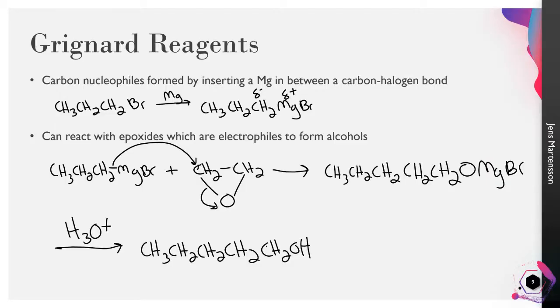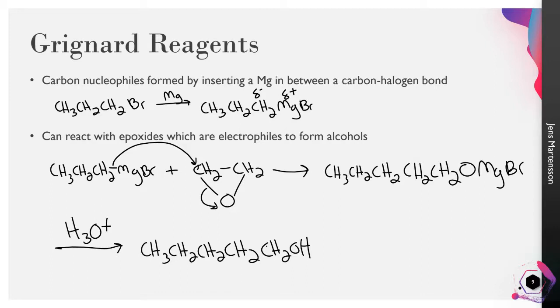Okay, so we also learned about Grignard reagents. Grignard reagents are very important. This will definitely be a big topic on your test. So Grignard reagents are one of the few carbon nucleophiles that we have. So they're formed by inserting a magnesium in between a carbon halogen bond.